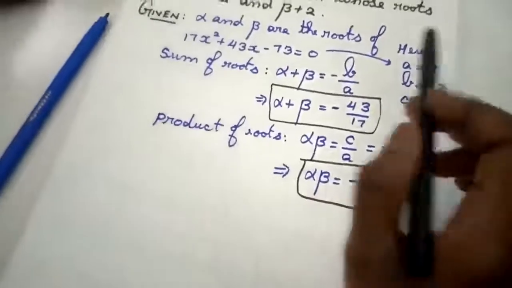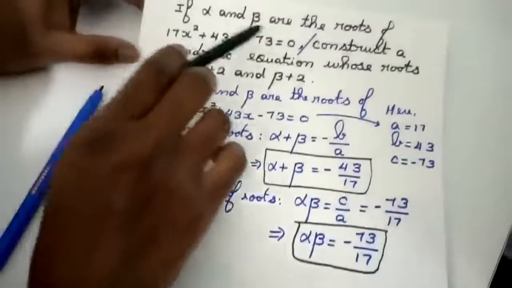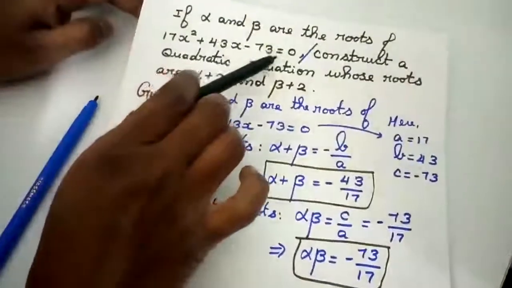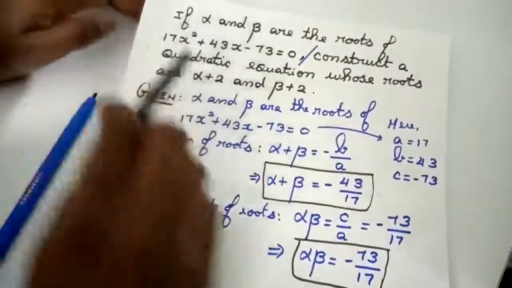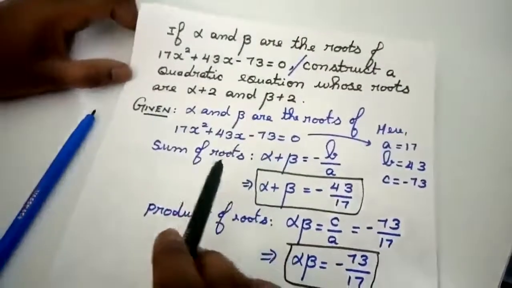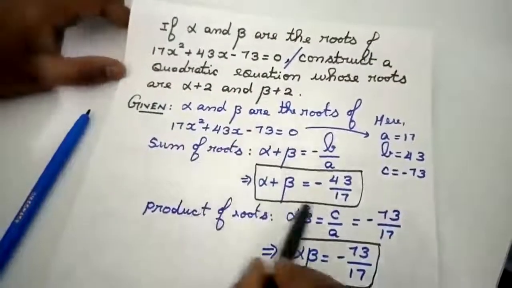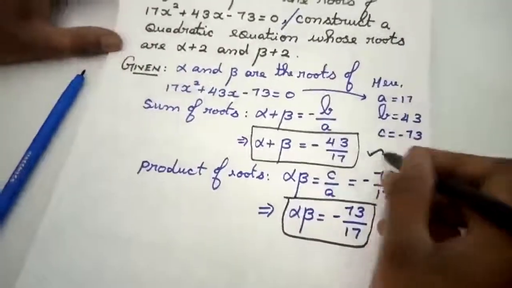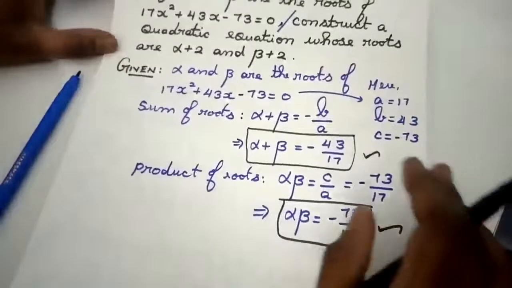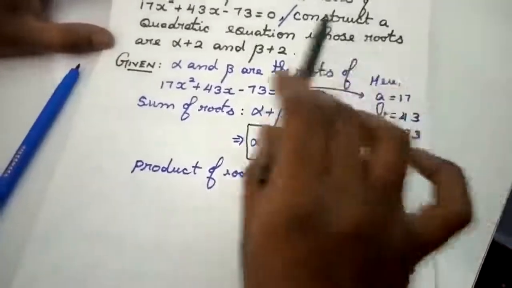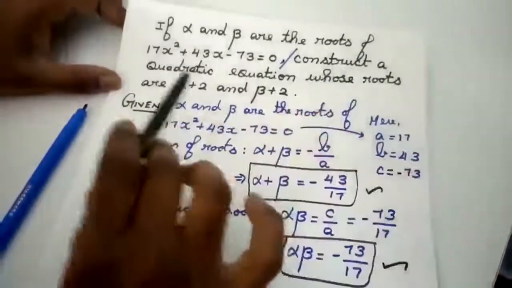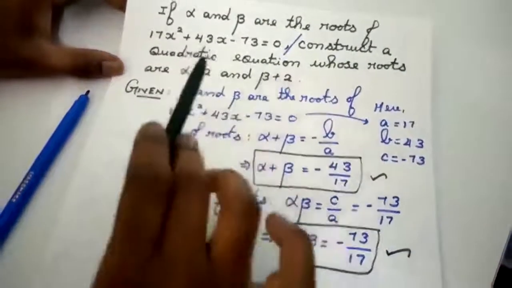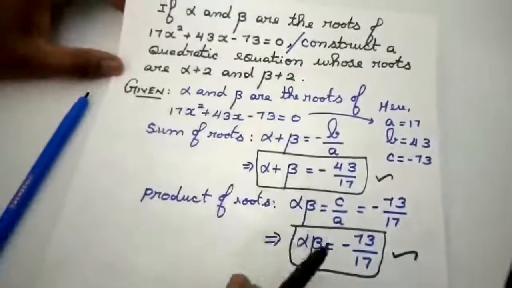So for the first part of the question, if alpha and beta are the roots of 17x square plus 43x minus 73 equal to 0, for this particular statement alone, I have done the calculation. I am calculating the sum of roots and product of roots. Alpha plus beta and alpha into beta, I am getting the values. Using these two values only, I am going to go for the next statement of the question, that is, you are going to construct a quadratic equation whose roots are alpha plus 2 and beta plus 2. And in this place, we are going to apply those values.